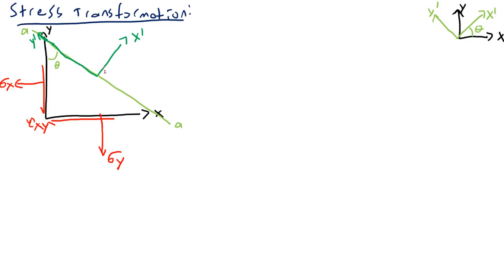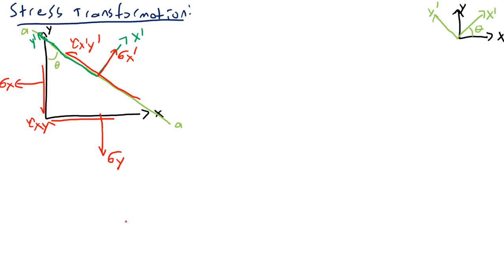All right, and then up here, we're going to have sigma x prime. Actually, along here, we don't have a sigma y prime. We actually have the shear stress along the plane. So we have a normal stress and a shear stress along this plane. So the only things we have are sigma x prime and tau x prime y prime, like shown.